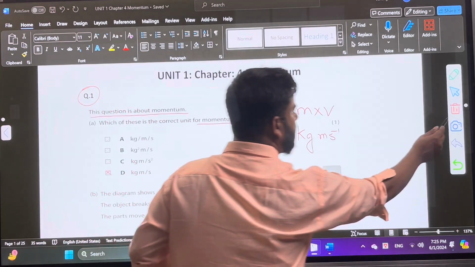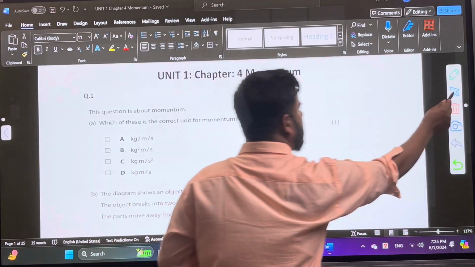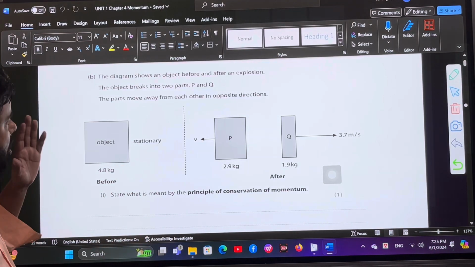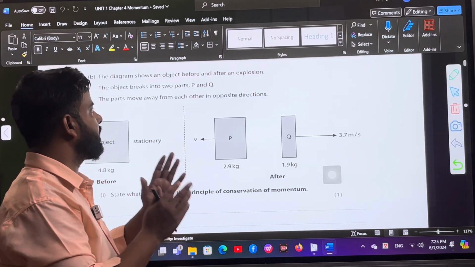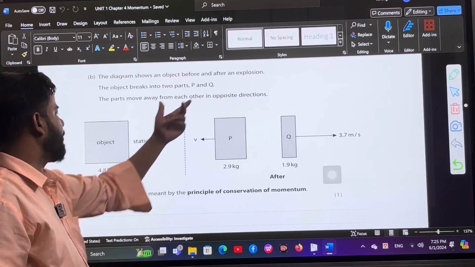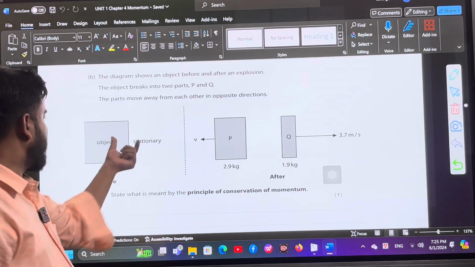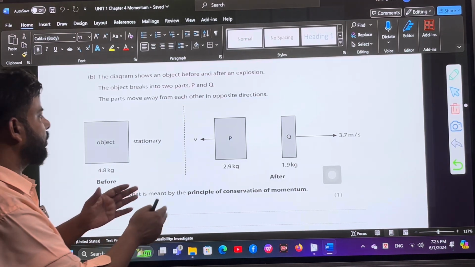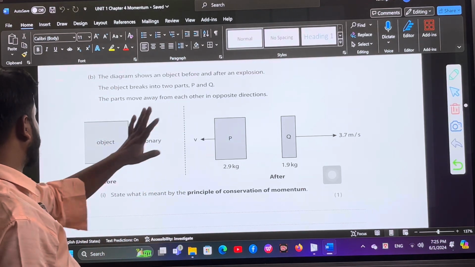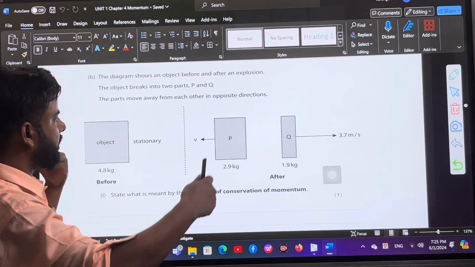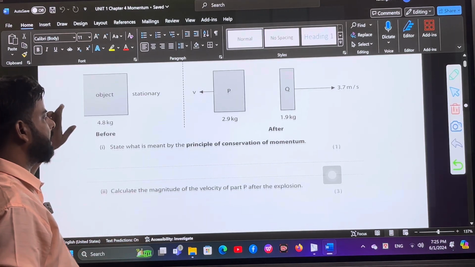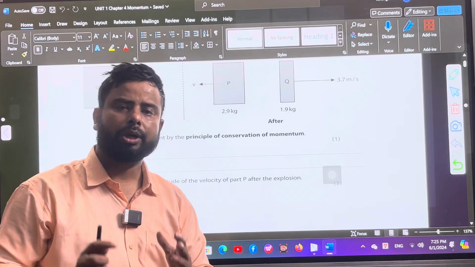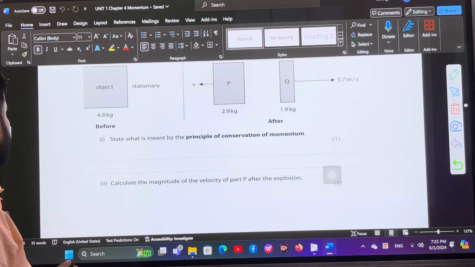Okay, now next one. The diagram shows an object before and after an explosion. The object breaks into two parts. This object is stationary and its mass is 4.8 kg. After the explosion, the two parts P and Q move away from each other in opposite directions. State the meaning of the principle of conservation of momentum. What is the principle of conservation of momentum?